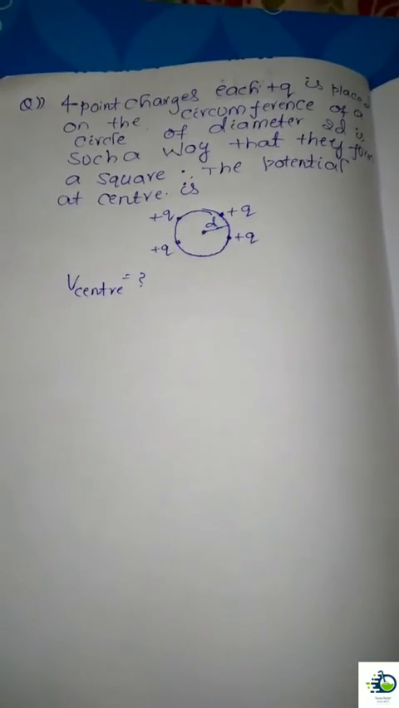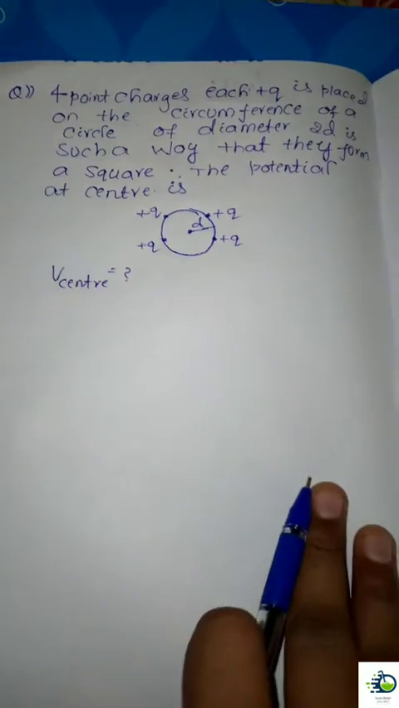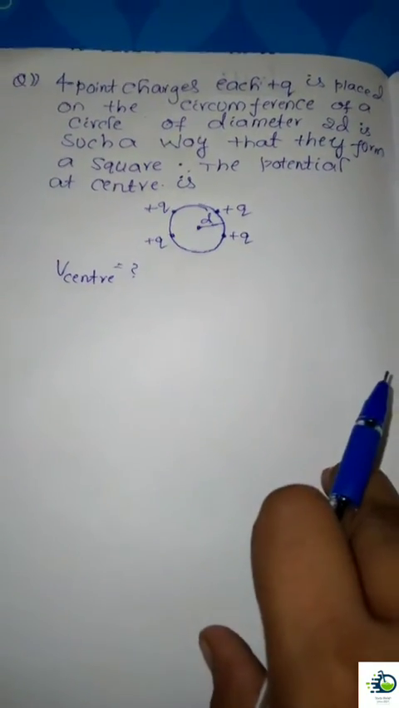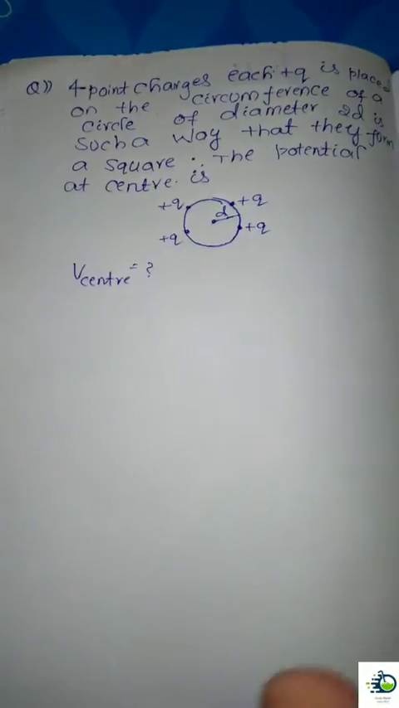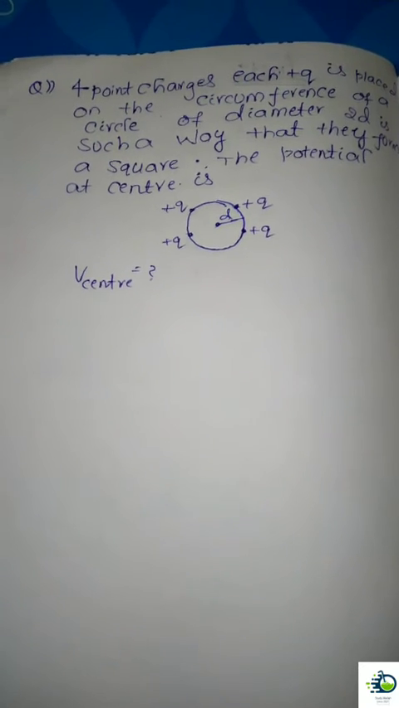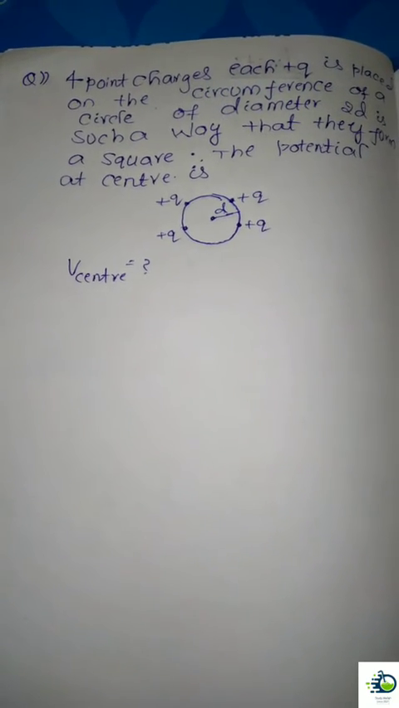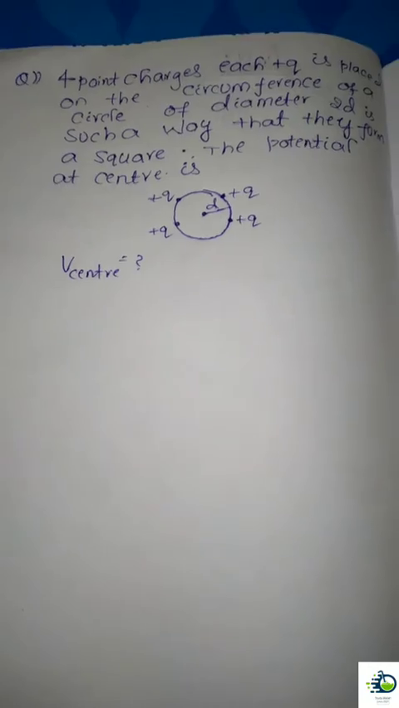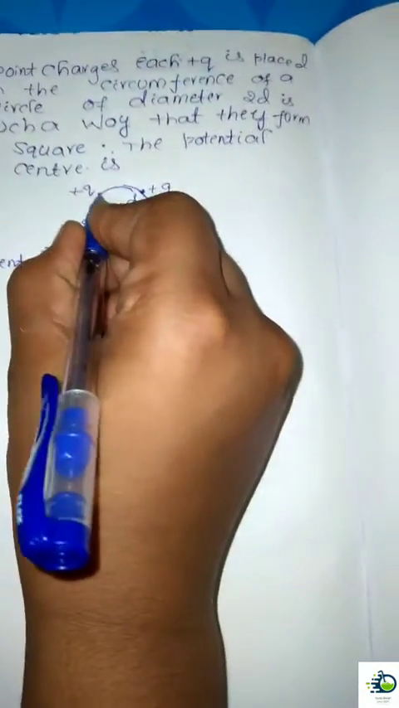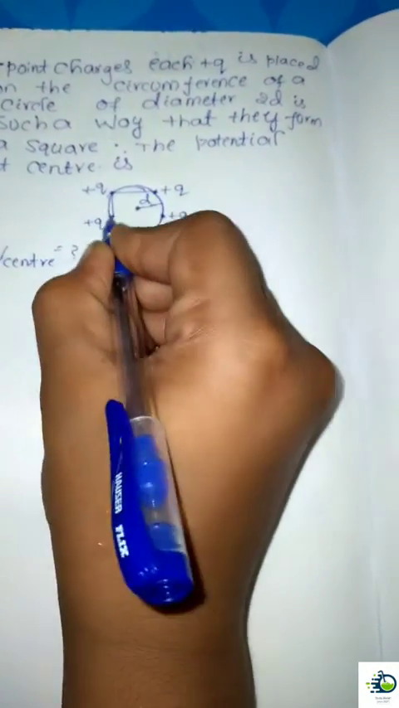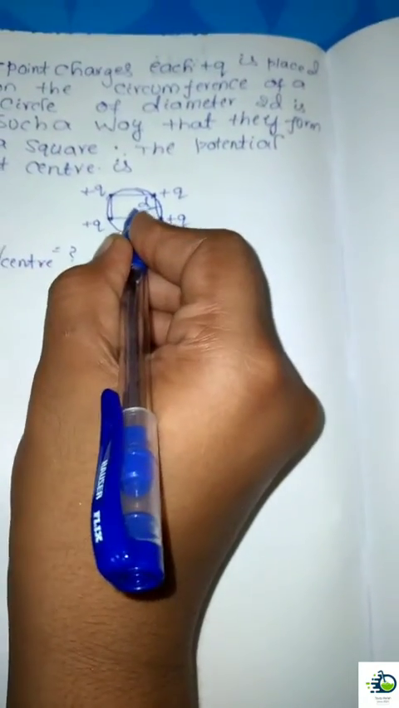Now, take one question. Four point charges, each of charge plus q, are placed on the circumference of a circle with diameter 2d in such a way that they form a square. Find the potential at the center. They form a square like this. For the square also, there is a common center, that is the center of this circle also.